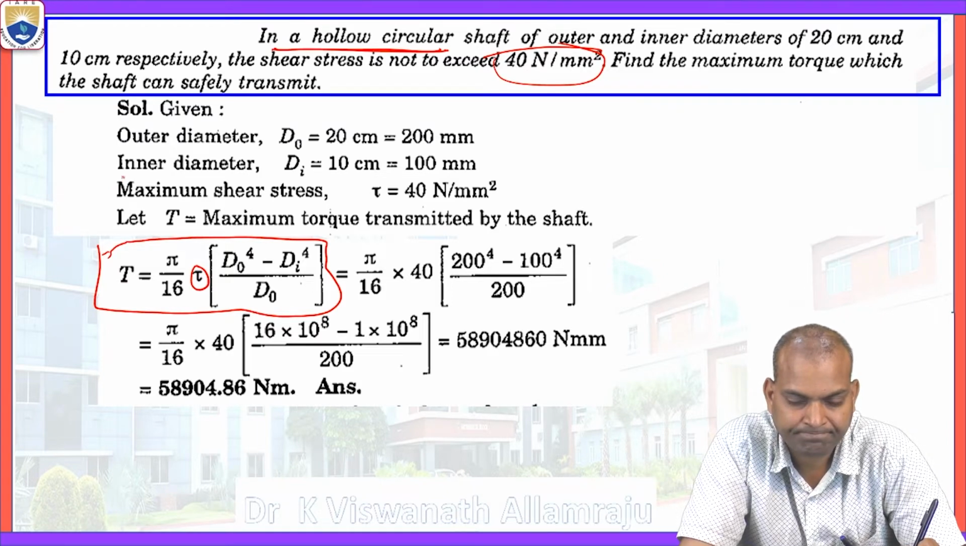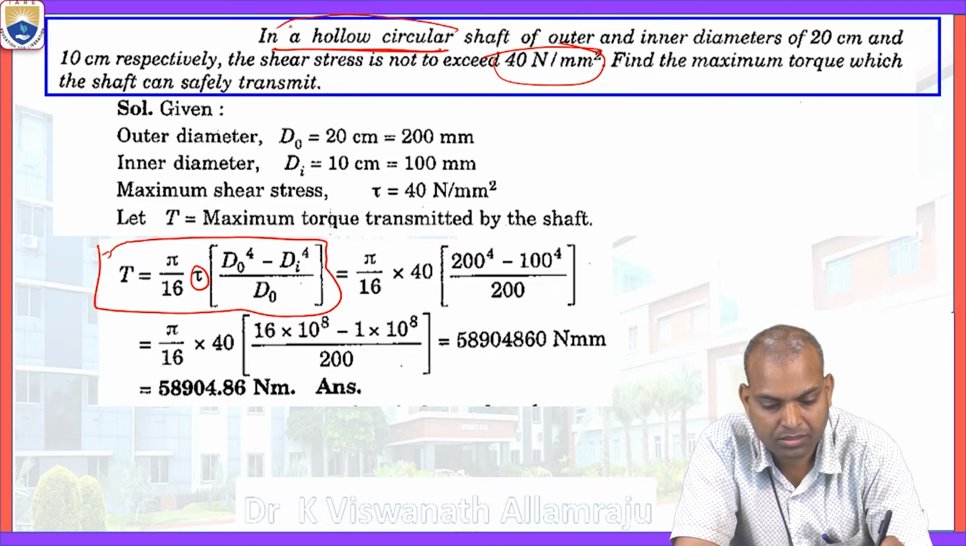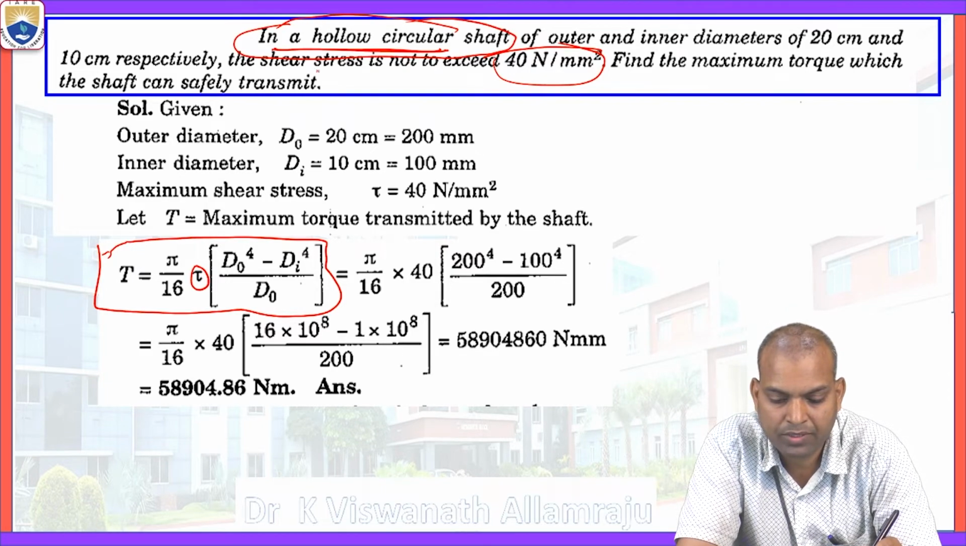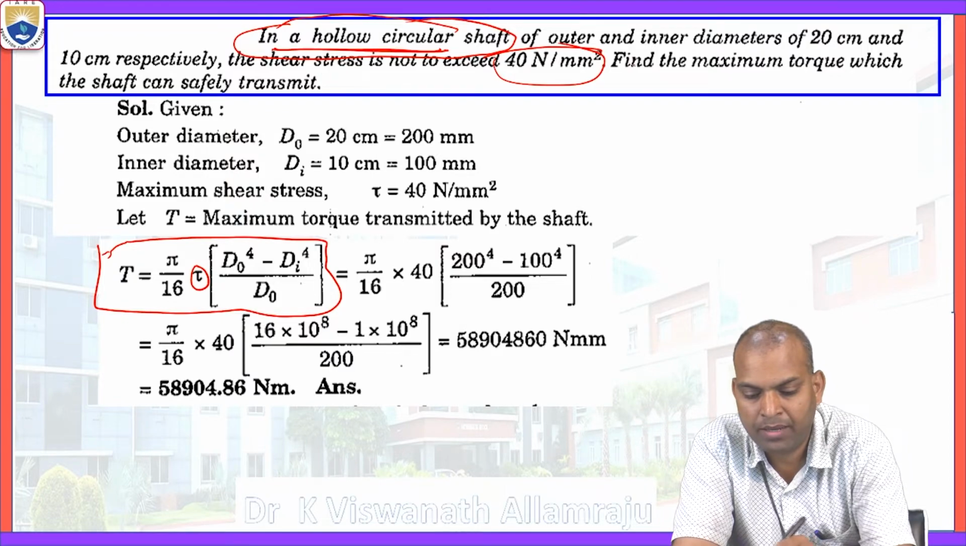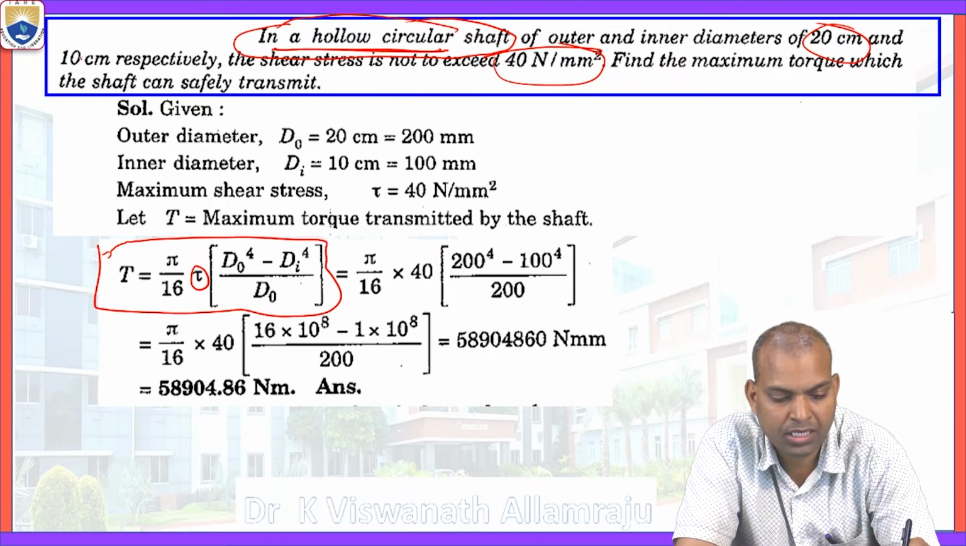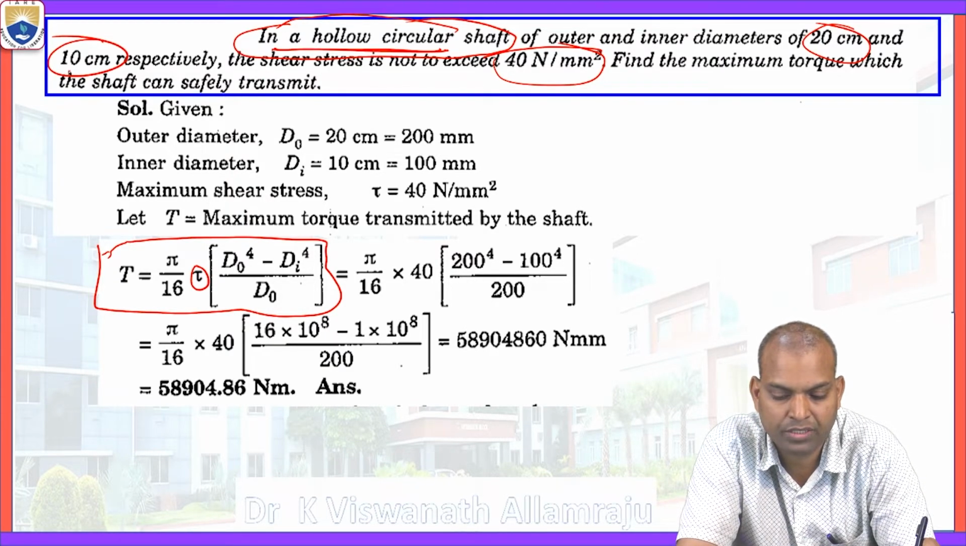And one more thing: this is a hollow circular shaft, and the outer and inner diameters are given. The outer diameter is 20 and the inner diameter is 10, half of that.